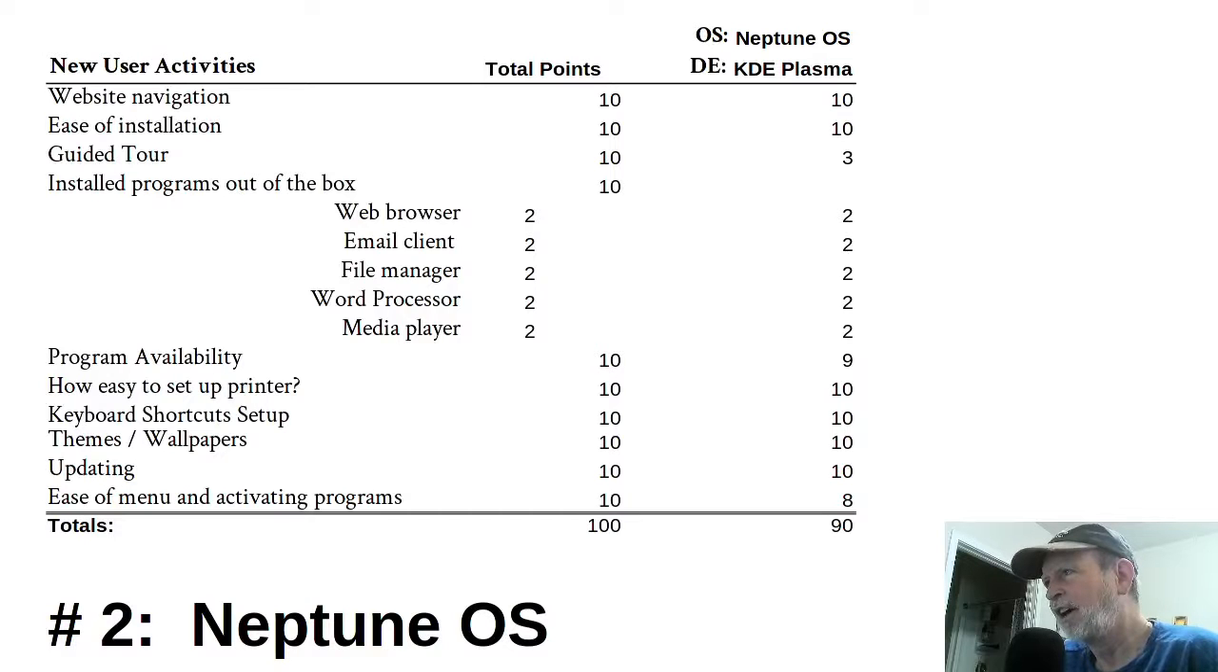But everything else got a high score on it, 10, 10. 10s all the way down, almost. 9 on program availability, since it is a Debian based system. It's one of the only two that's purely Debian based systems out there. And it's also, I think, the only one that had KDE Plasma as its desktop out of the ones reviewed.